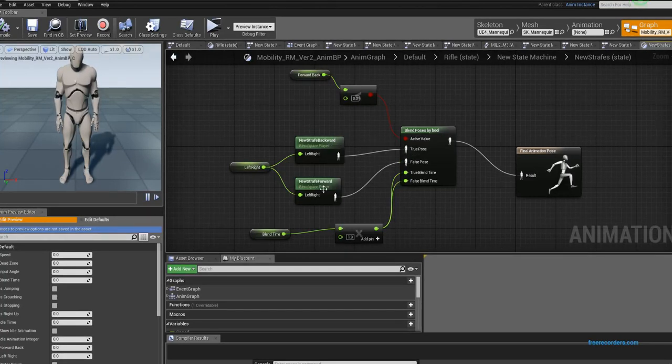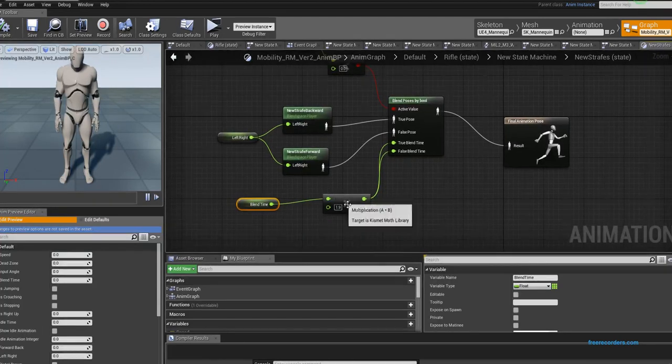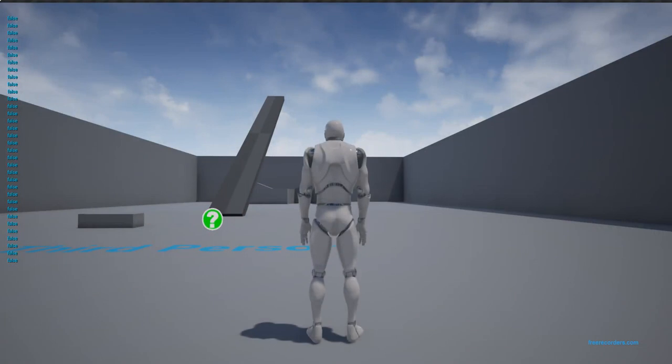So I've got the two different strafe blend spaces here set up, and basically I'm saying once it goes over that threshold, it picks one of the two, and the time that it takes to blend between the two is governed by this constant blend time, which is a constant I have throughout the entire controller, just to make things easy. But I found it wasn't quite enough in this instance, so I multiply it by a number here. I'll just show you what it looks like, what I've got.